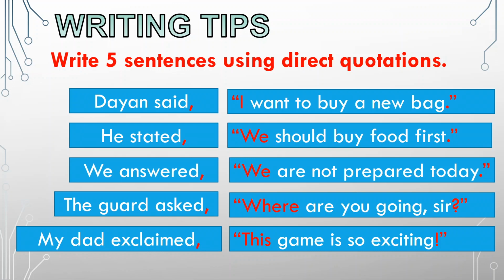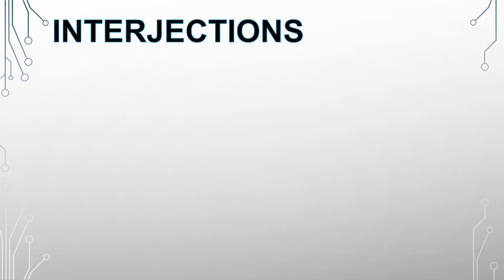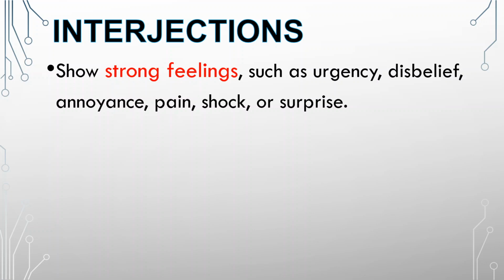All right. We can go now to our last lesson that we finished before, and these are interjections. Interjections show strong feelings such as urgency, disbelief, annoyance, pain, shock, or surprise. So strong feelings. When you're showing strong feelings to a person, or when you're in your dialogue, when you're talking and you're showing surprise, shock, or pain, you use these words. Okay, and we call them interjections.